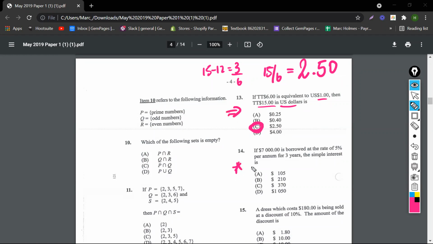And let's do number 14 now. This is what Jay was saying yesterday. These are some formulas we might need to know. Simple interest formula is equal to PIT. Please remember that, guys.